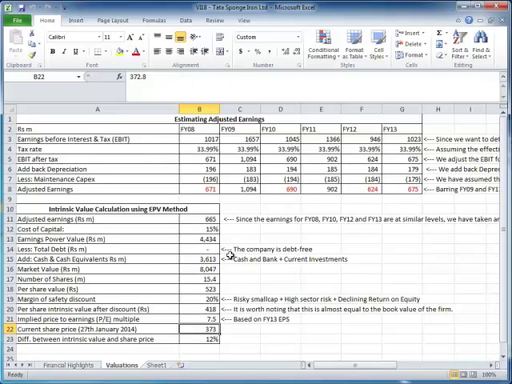The current share price, as of 27 January 2014, is 373. The difference between the intrinsic value, which is our estimate, and the share price is 12%. So the company is trading below what we think its intrinsic value is. Okay, so this is how we do the valuation. Hopefully this makes sense to you, and I encourage you to download this and go through it and make sure you understand it well.